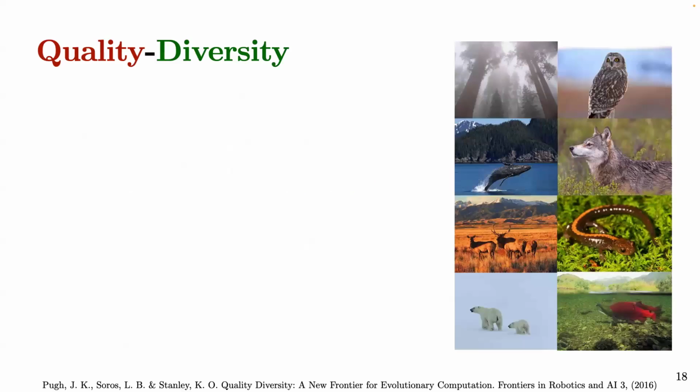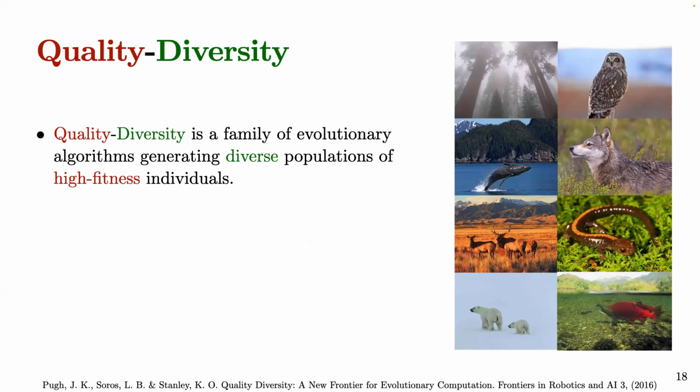If you think about it, nature encompasses numerous niches, and different species can be successful independently of each other in different niches. For example, the agility of wolves in hunting does not prevent whales from thriving underwater. So basically, in nature, there is no global competition, but rather a local competition that will foster diversity and novelty. Inspired by this idea, quality diversity is a family of evolutionary algorithms generating a diverse population of high fitness individuals.